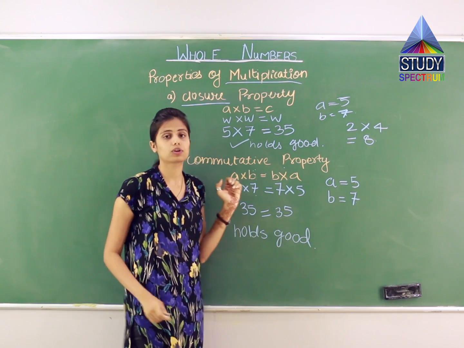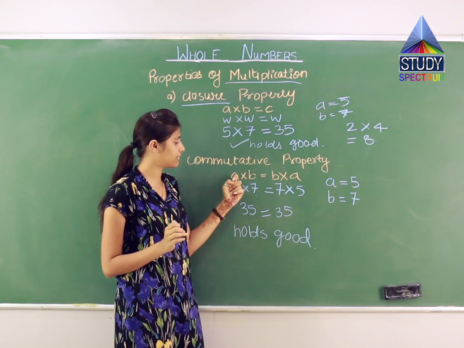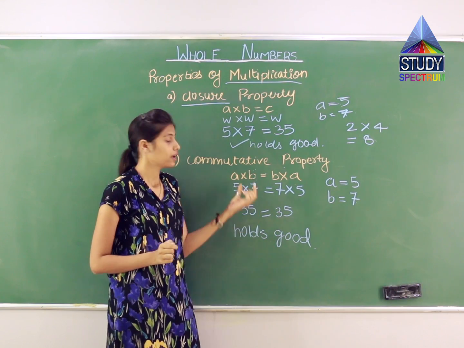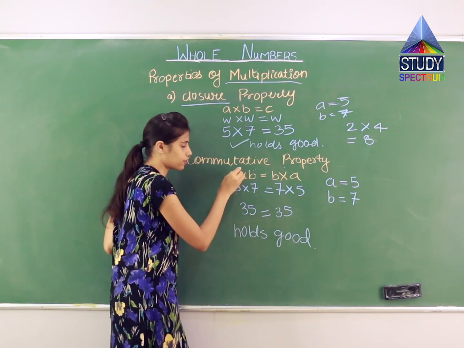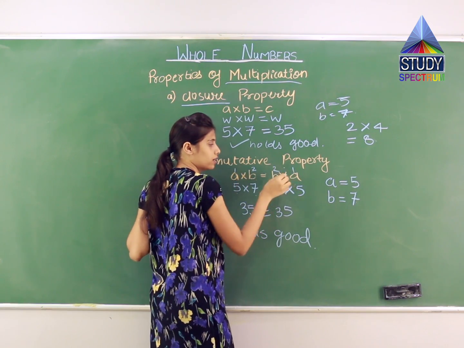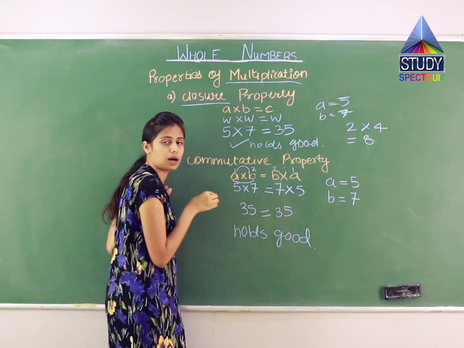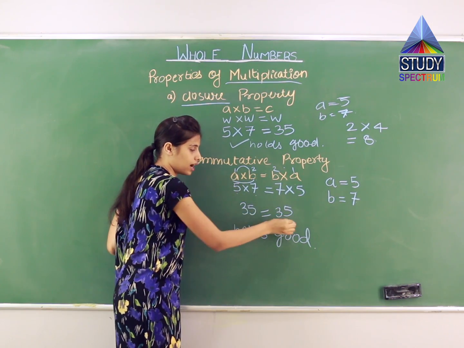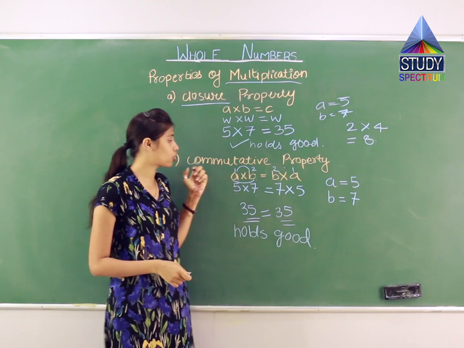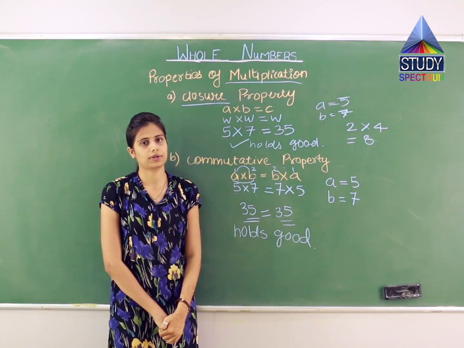In short, what do we conclude? The place value of the numbers does not matter. If I write A first or B first, the answer will be the same. So here, A stands first. This is the first number, and this is second over here. Now this was second, and this is the first number. So what I have done is interchanged these both numbers, and the answer remains the same. So multiplication satisfies the commutative property. It also satisfies the closure property.